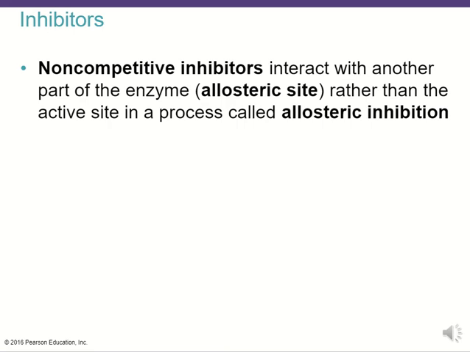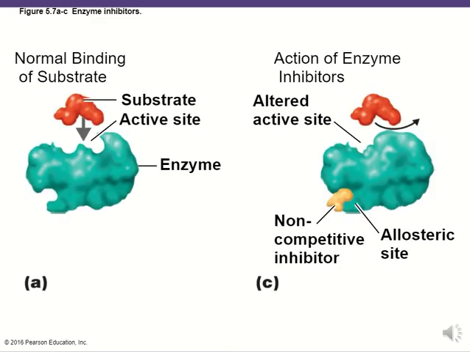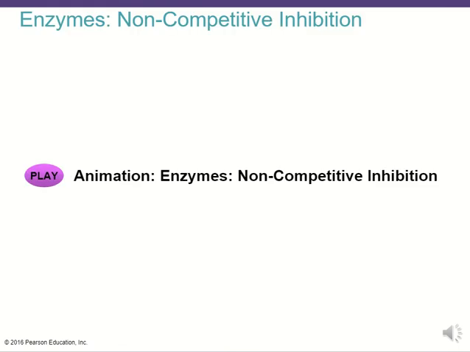There are non-competitive inhibitors. Essentially, they interact with another part of the enzyme, which is called the allosteric site. So instead of the active site, some other part of the enzyme. And this is called allosteric inhibition. So essentially the inhibitor binds to another part of the site and contorts the protein or the enzyme in a way that the substrate can no longer bind because the active site has been altered.